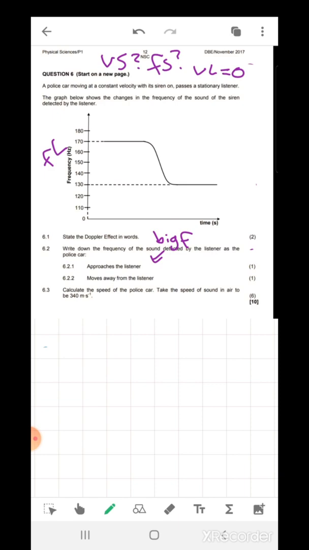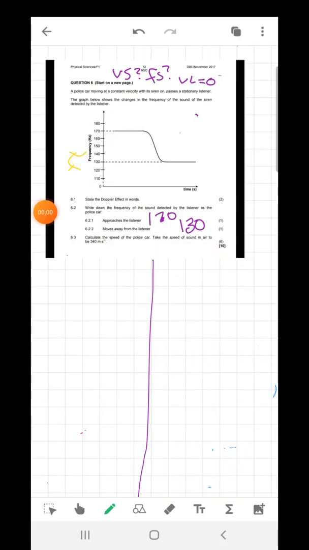And then when the police car moves away from the listener, the listener is not moving away from the sound source, but the distance between them is increasing. So technically the listener is also moving away from the sound source. So we'd expect the observed frequency to be smaller. So we're going to expect a smaller frequency here. Okay, so 6.3, calculate the speed of the police car.